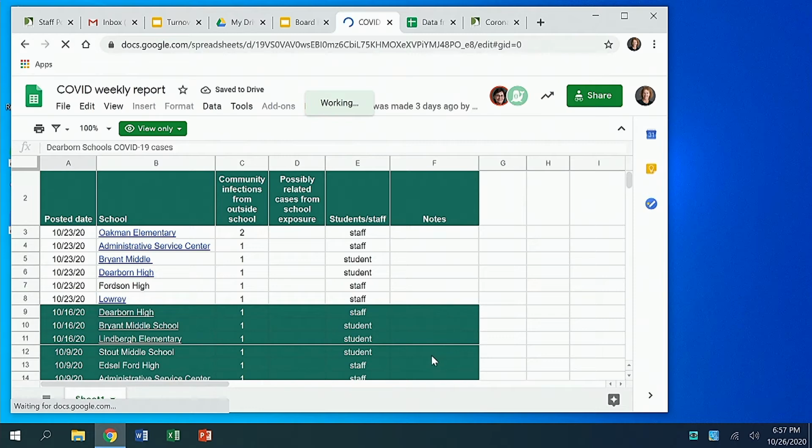So the first part of that page is what our weekly numbers look like for the week prior.